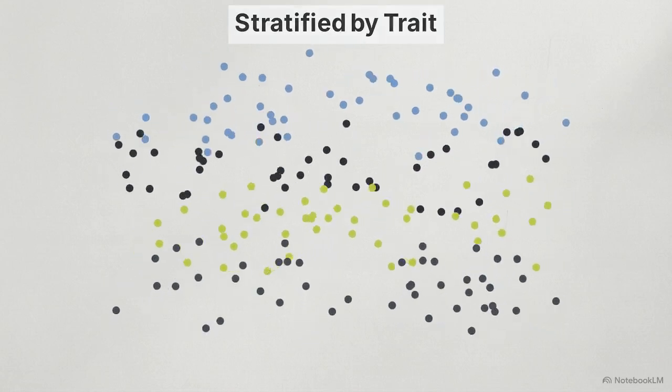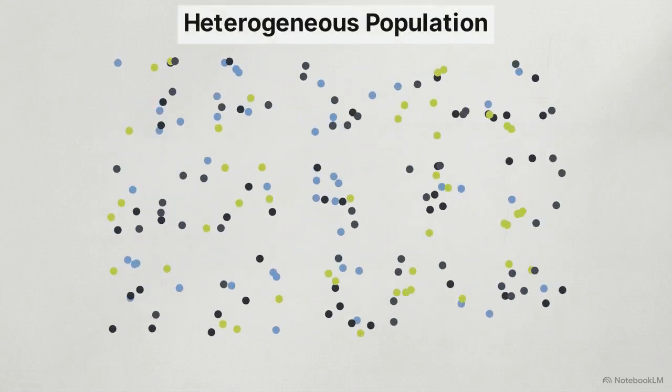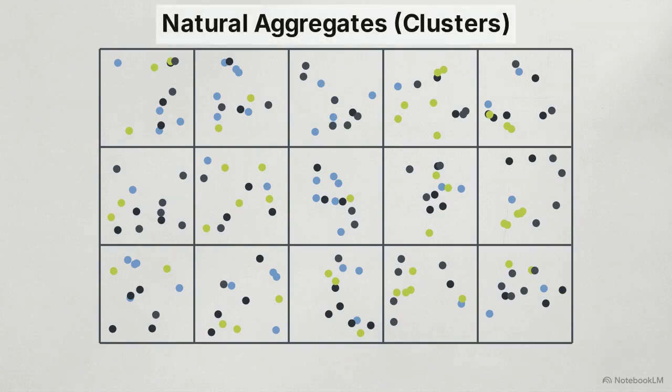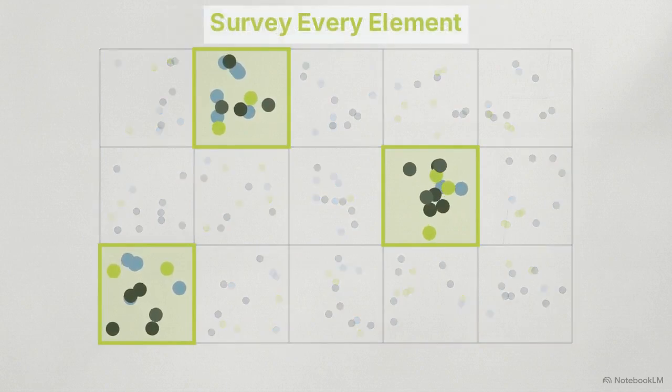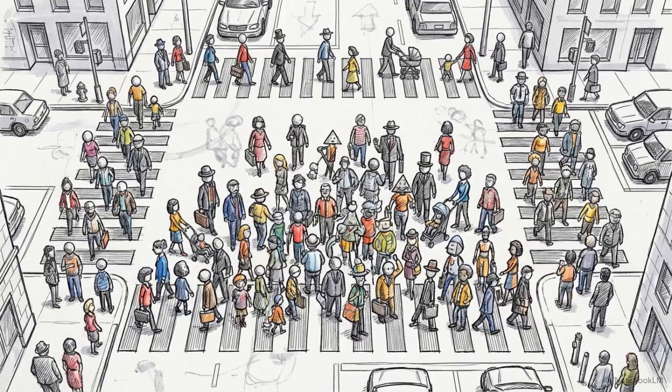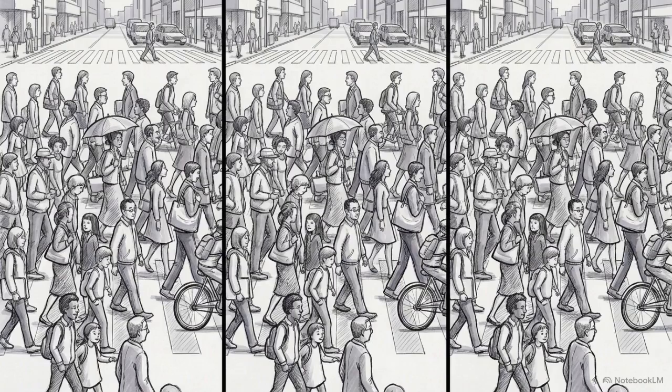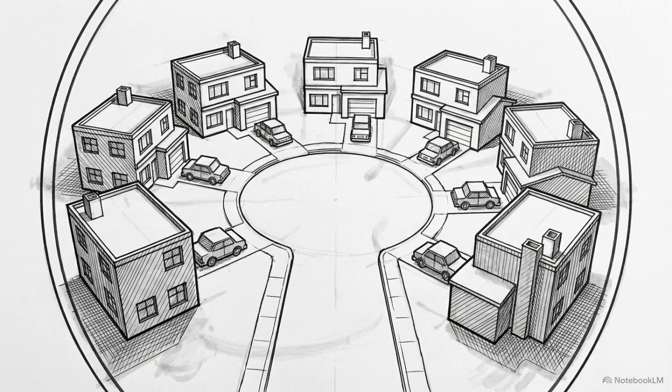Now look at a different geometric approach: cluster sampling. The target population is sliced into natural aggregates, like city blocks. You achieve massive reductions in time and capital by randomly selecting a few blocks and surveying every single element inside them. The strict condition for clustering is the exact inverse of stratification. You need heterogeneity within the groups, a good mix of traits inside each block, but homogeneity between the groups, meaning one block is roughly similar to the next. If those natural clusters lack internal diversity, you expose the research to severe intercluster bias.